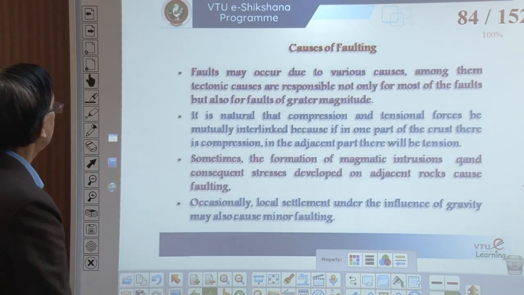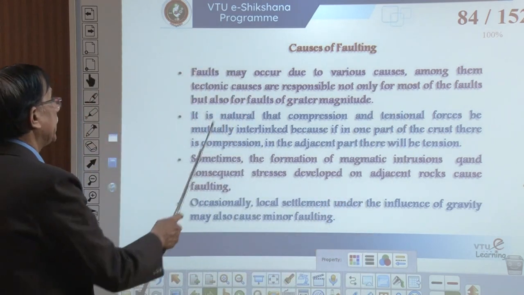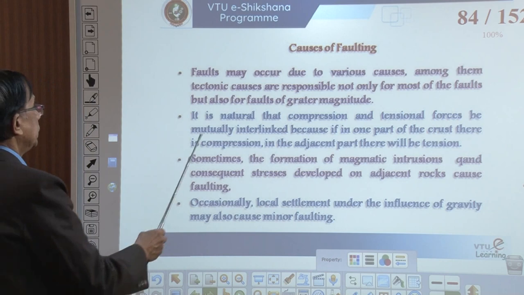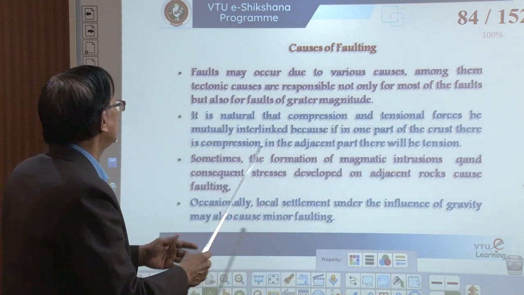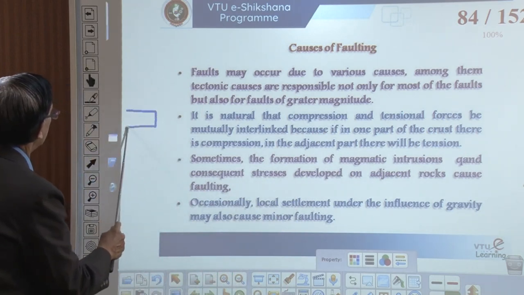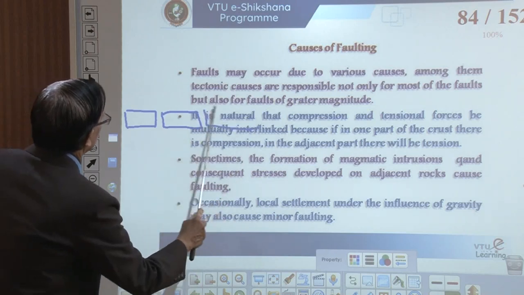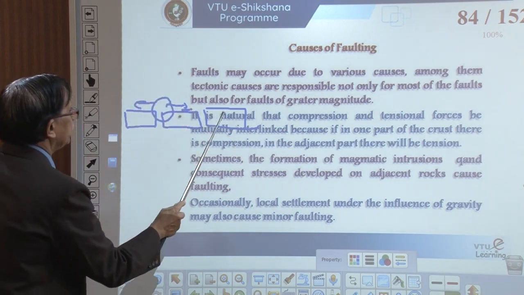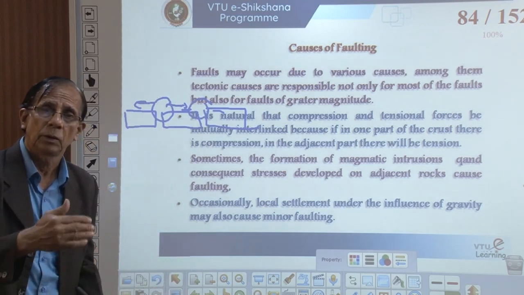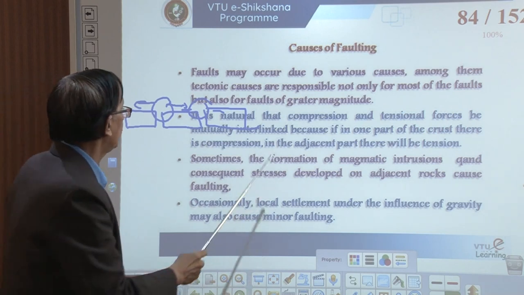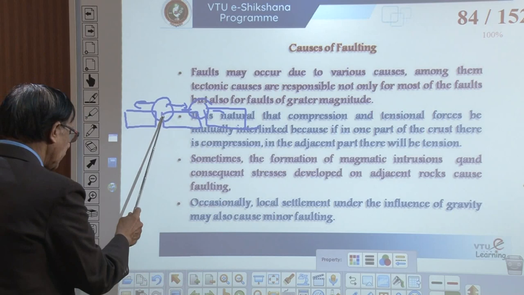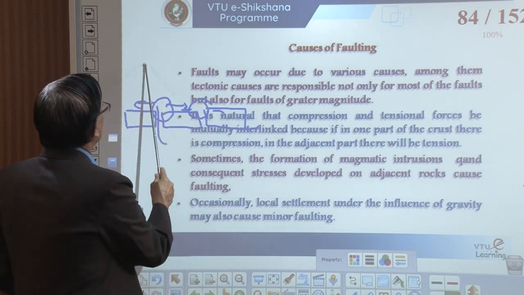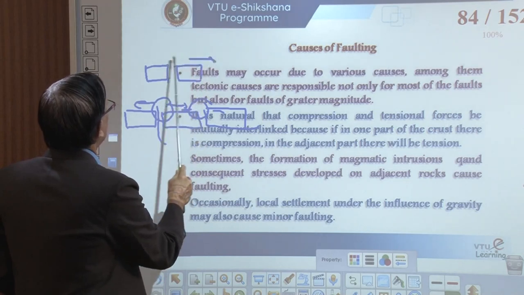How does faulting take place? Faults occur due to various causes; among them, tectonic causes are the major one, but there are many others also. It is natural that compressional and tensional forces are mutually interlinked. Example, when I take tectonic, when I say these two blocks move away, here is a tensional force, but in this block there is a compression. In tectonics, compression and tensional forces occur together; they are interlinked. In one part we have tension, in another part we have compression. Therefore, in this tectonic case, where there is tensional force, blocks move away and it is easy to slide.